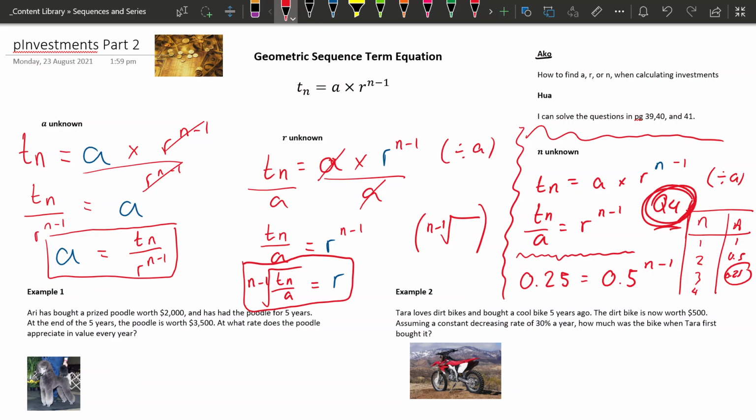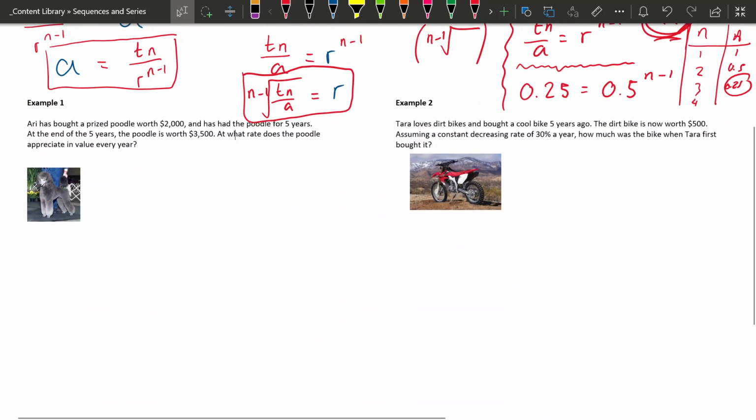All right. Example 1. Ari has bought a prized poodle worth $2,000, and has had the poodle for 5 years. So at the end of the 5 years, the poodle is worth $3,500. At what rate, so what's the R, at what rate does the poodle appreciate every year?